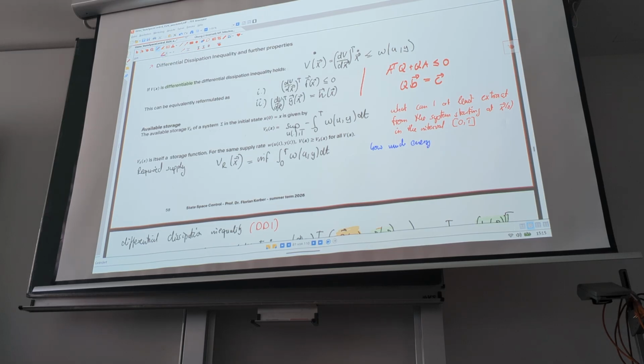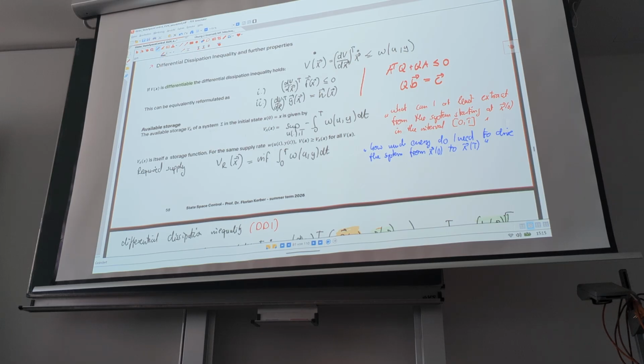I put this in inverted commas because this is an energy interpretation again. If this is not directly energy related, it will still have the analogon. How much energy do I need to drive the system from x0 to x of t? How much do I need?